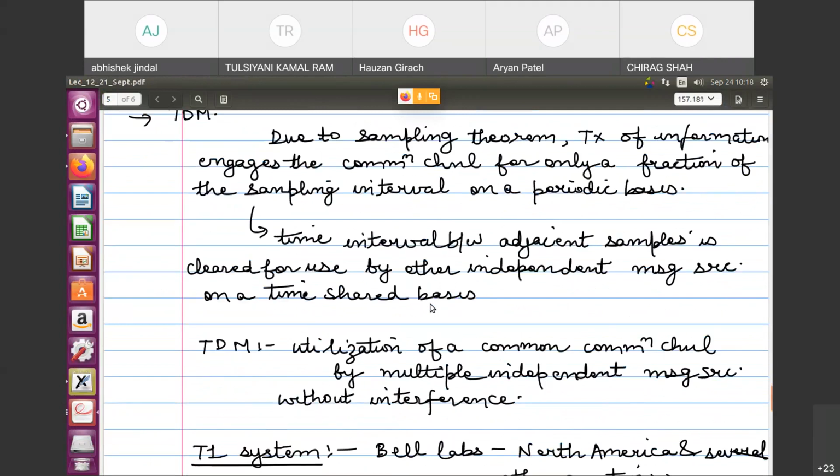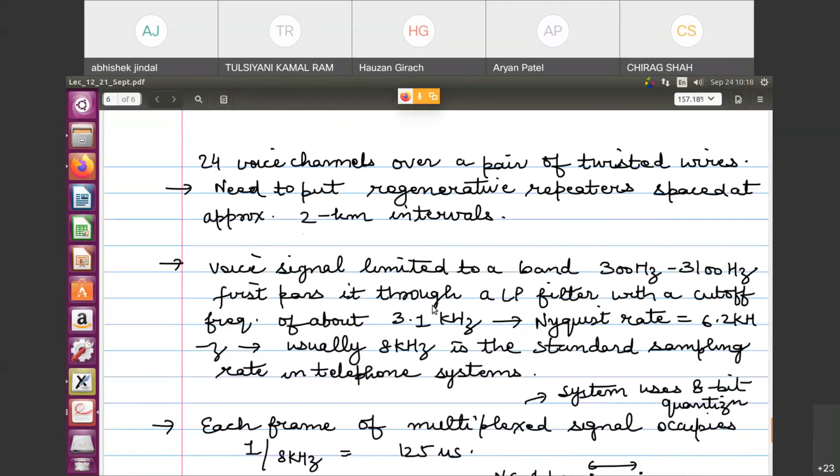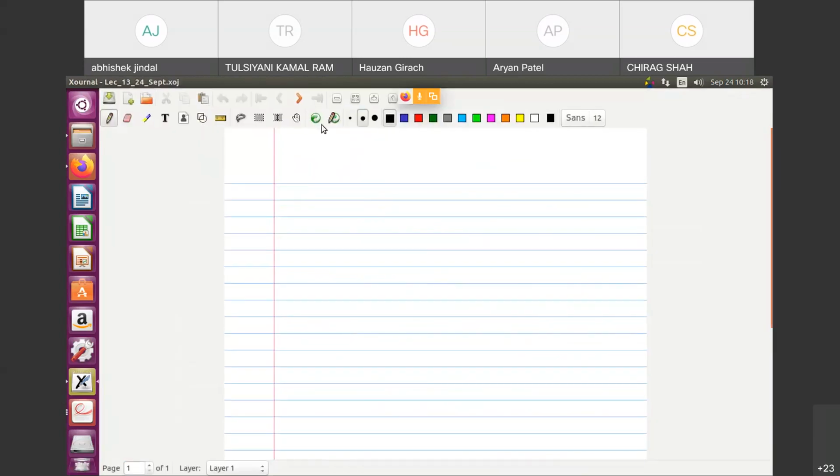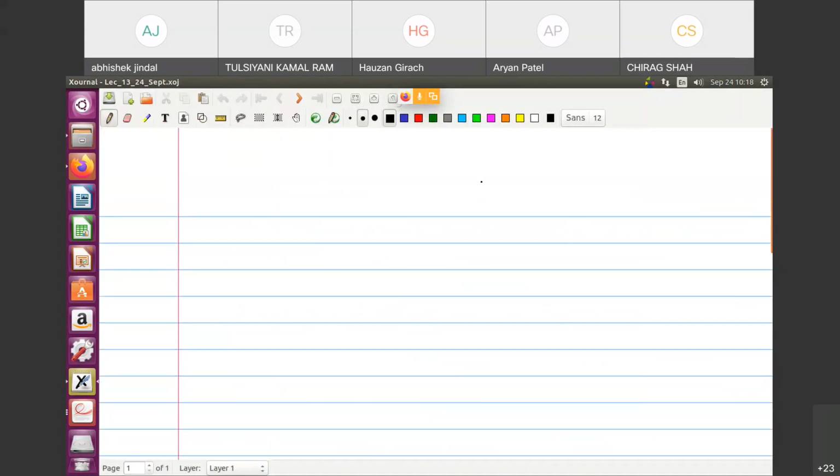I think I was discussing this T1 system, so let me write it again instead of discussing. This is today's lecture, lecture 13. Today the agenda is to discuss the remaining things of TDM and to discuss the spectra for line codes. I think this was missing.